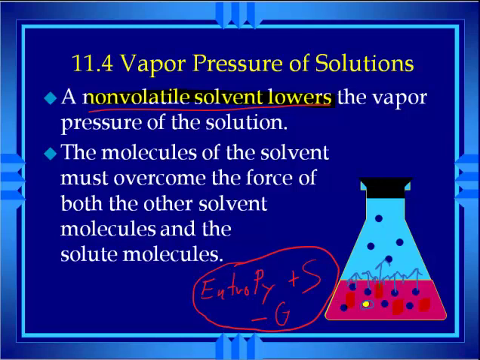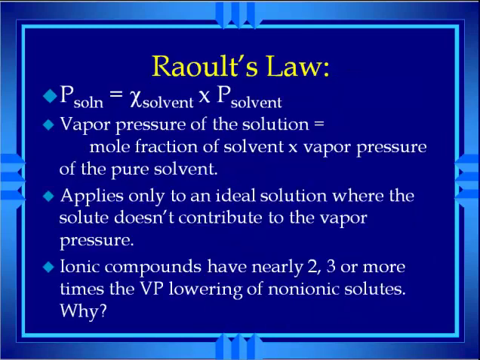Now, we can, of course, do some calculating to figure out exactly how much it's lowering, and we use Raoult's Law. And unlike Henry's law, this is a law that gets used quite a bit. If you want to know the pressure of the solution, you just take the mole fraction of the solvent, there's that mole fraction thing again showing up, times the pressure of the solvent. And it ends up being a relatively trivial calculation. And we're going to practice a couple.